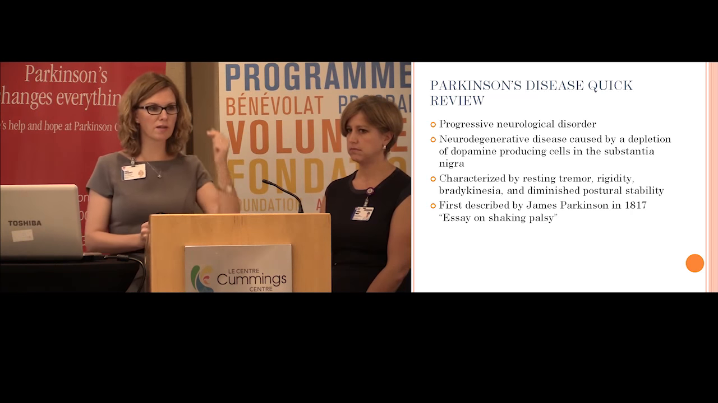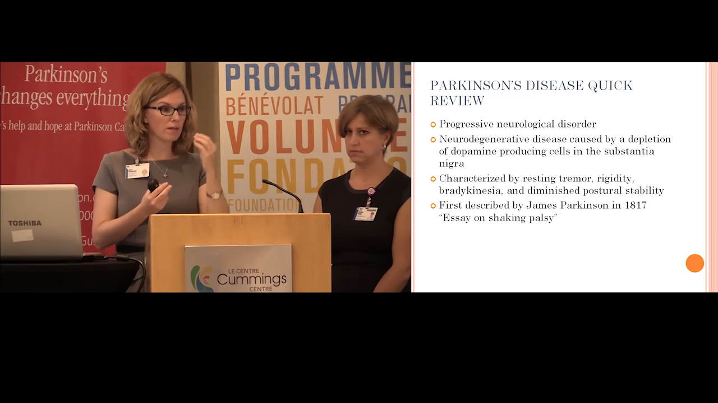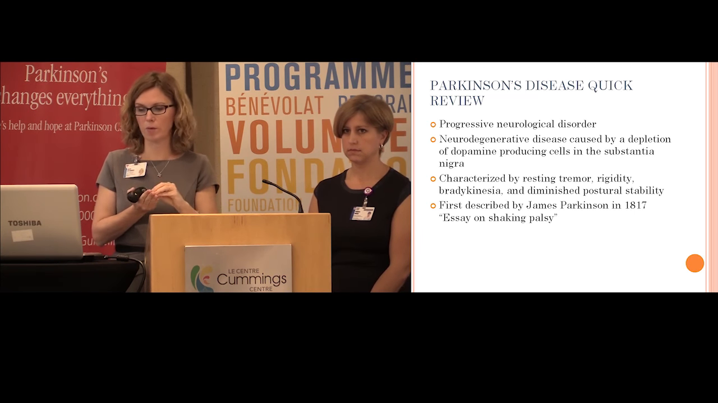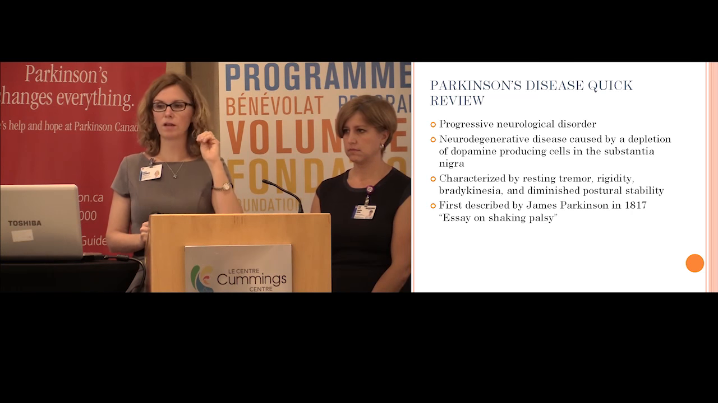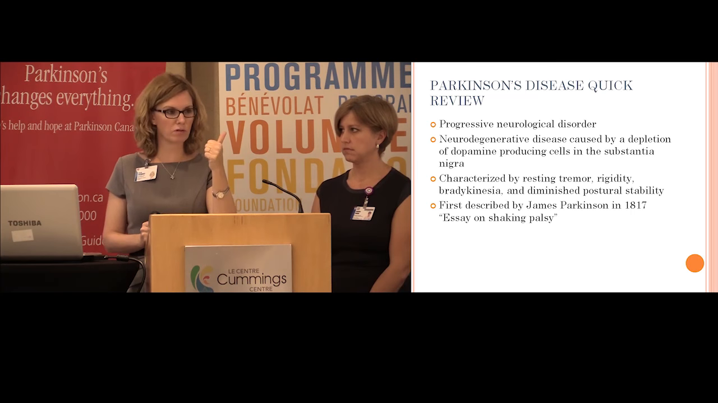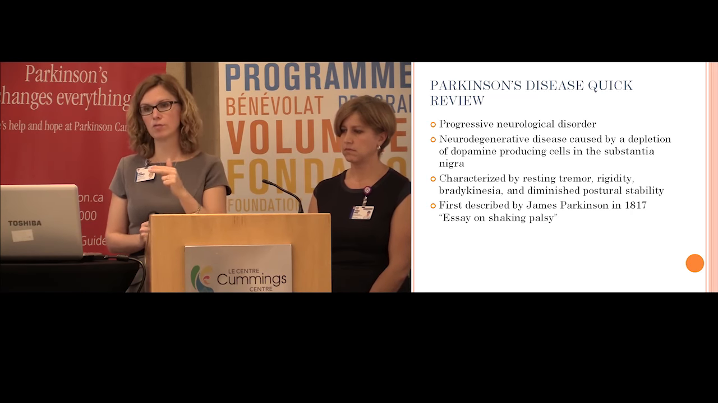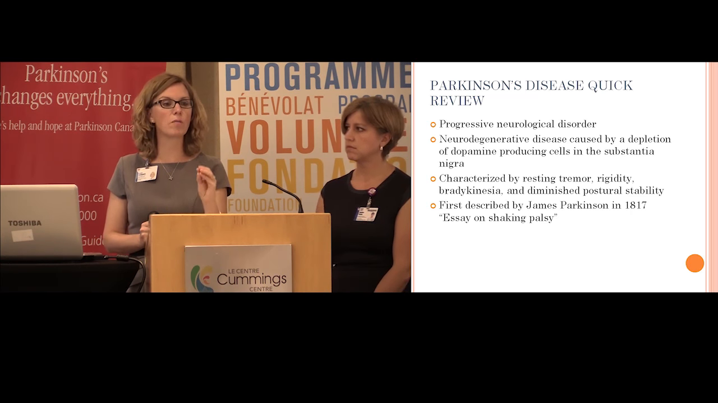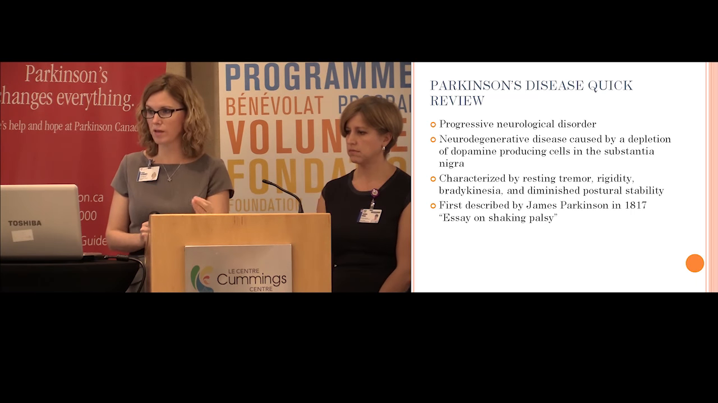The substantia nigra is a little zone deep inside the brain, not bigger than an almond, where all the dopamine is contained. It's characterized by four things, and the acronym for those four things is TRAP. T for tremor, R for rigidity, A for akinesia. In this presentation, we talk more about bradykinesia, the slowness of the movement.